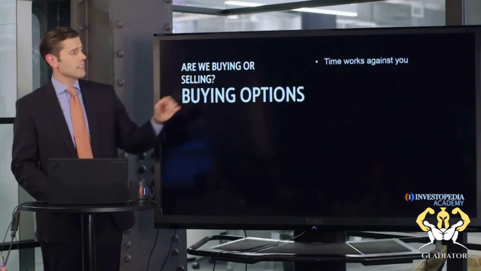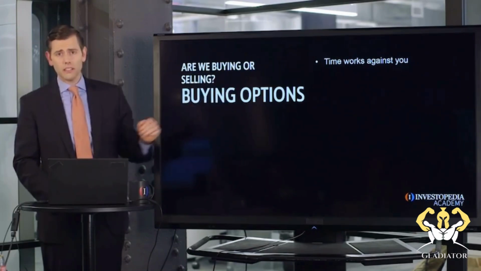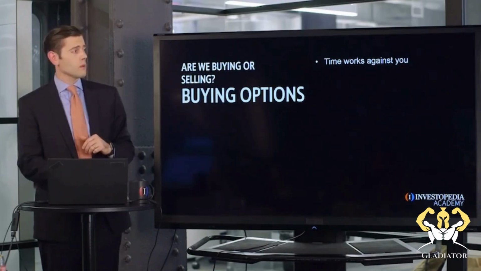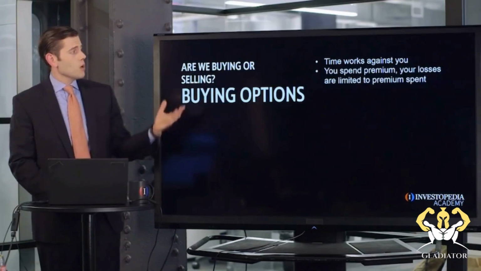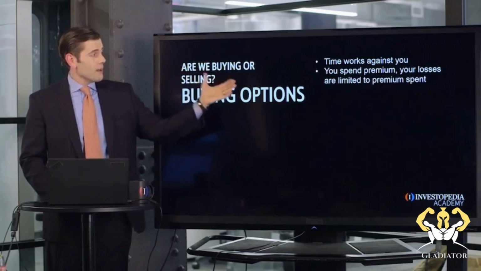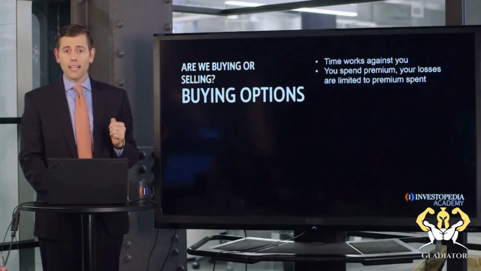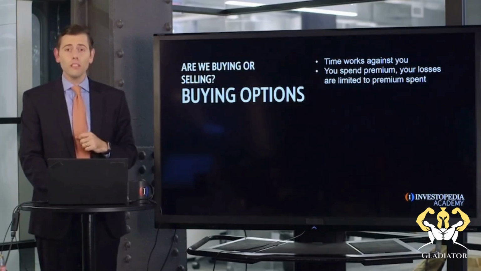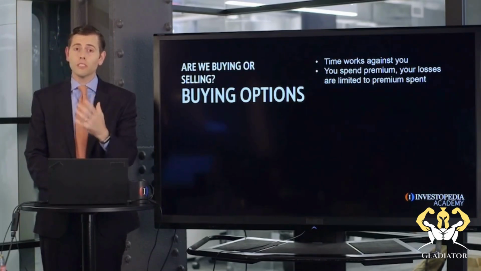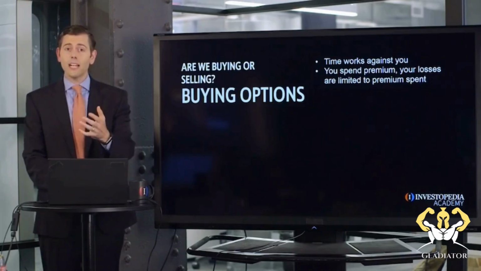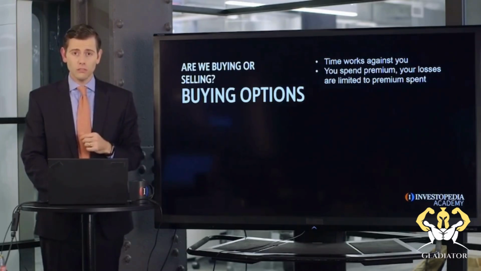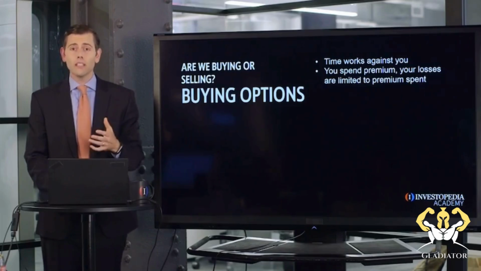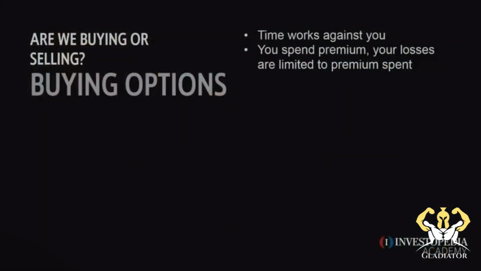We'll come back to this in a second, but let's talk about some other characteristics that we want to know when we're buying options. One of the best things to talk about when buying options is that the premium that you spend is the max that you can lose. So if you spend $200 on buying an option, that's the most that you can lose. You can sleep easy at night knowing that your floor is set.